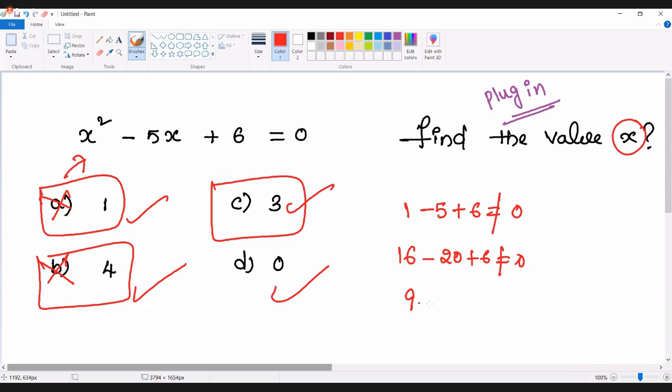So if I plug in 3, 3 squared is 9, and 5 into x squared minus 5x plus 6, is it equal to 0? Yes, it is equal to 0. So definitely your answer choice is option C.